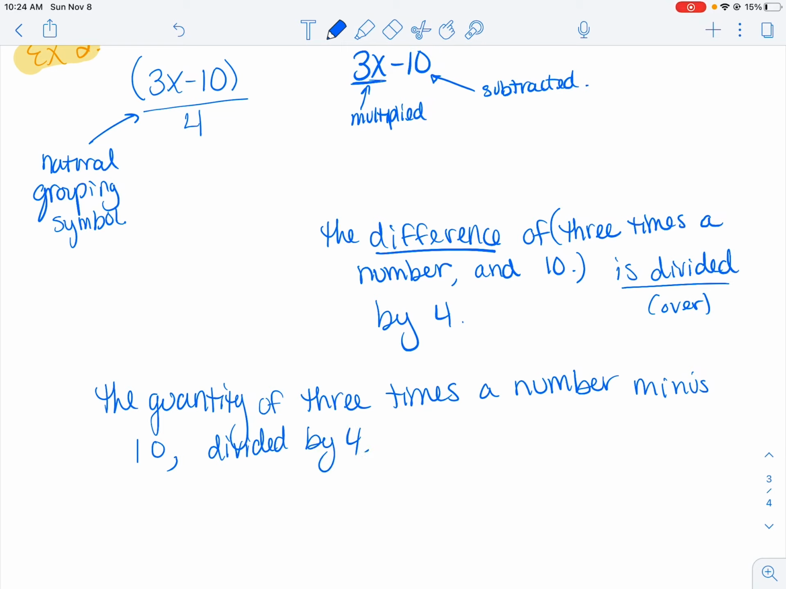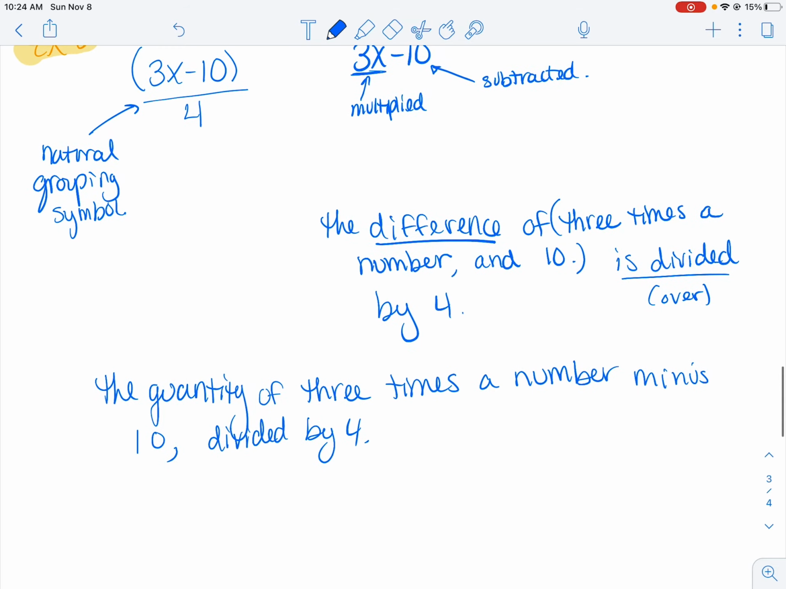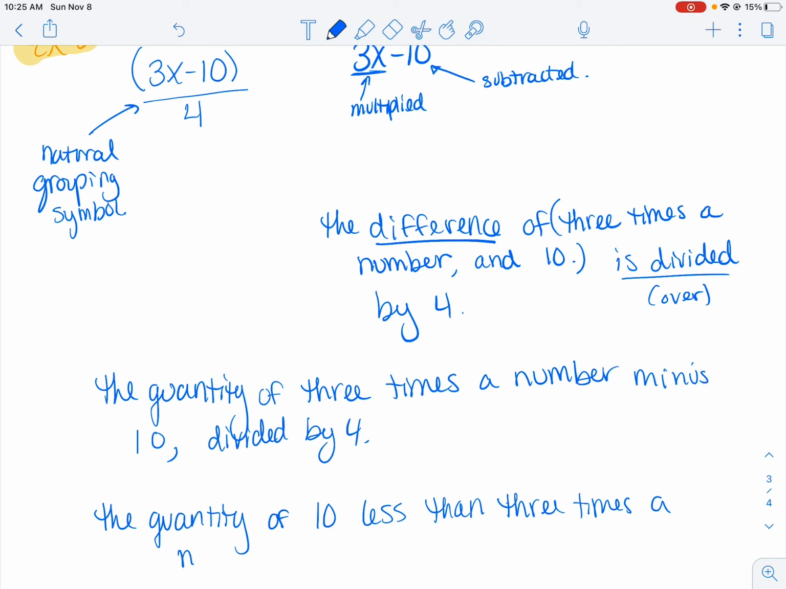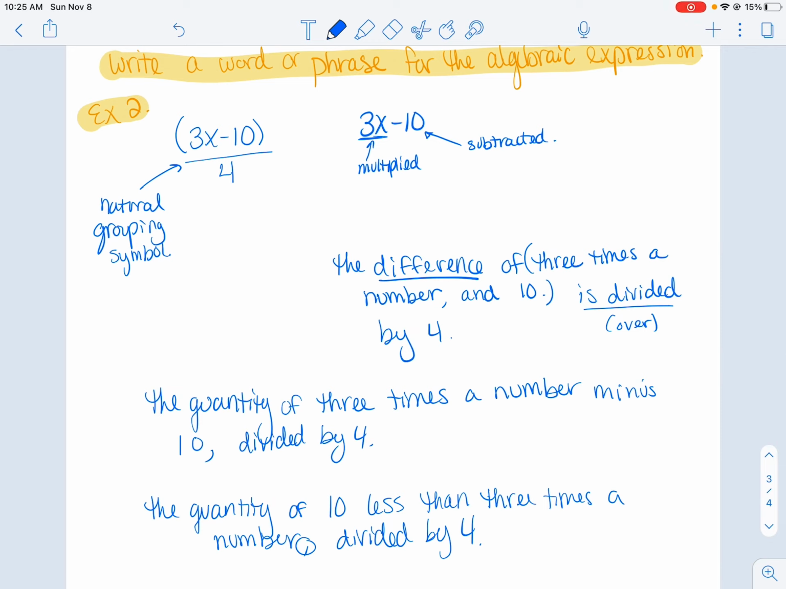Right? Without the comma there, then I might think that just 10 is divided by 4, and that's not what I want to imply. Or you could say "the quantity of 10 less than 3 times a number, divided by 4." Right? Again, the comma is important, so I know I'm separating those two thoughts. So there are millions of ways you could write these. These are 3 examples, and I'm sure you could come up with some more genius ways to write that.